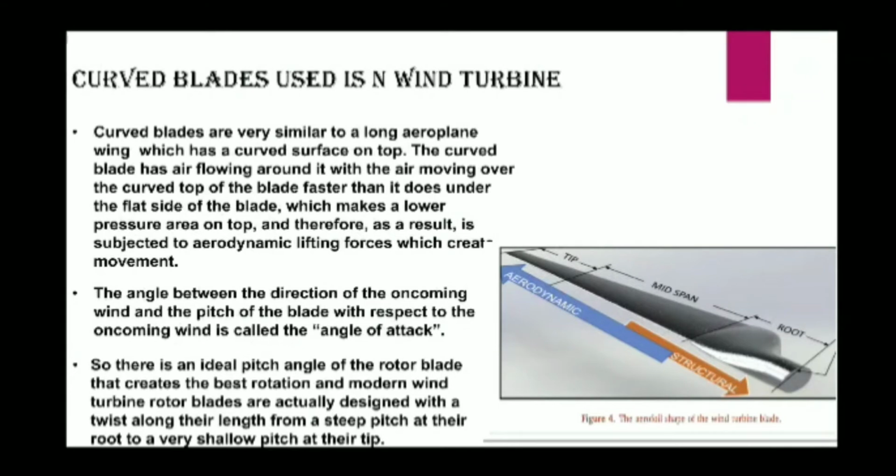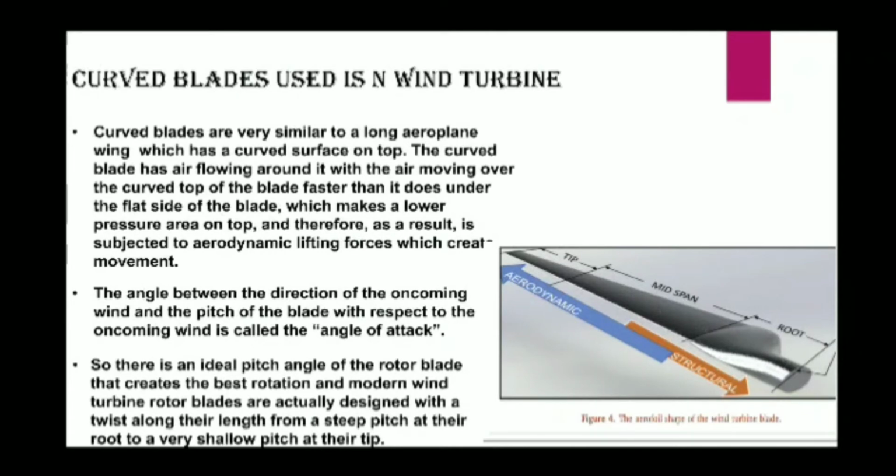Curved blades used in wind turbine. Curved blades are very similar to an aeroplane wing, which has a curved surface on top. The curved blade has air flowing around it, with the air moving over the curved top of the blade faster than it does under the flat side of the blade, which makes a lower pressure area on top and therefore the blade is subjected to aerodynamic lifting forces which create movement. The angle between the direction of the oncoming wind and the pitch of the blade with respect to the oncoming wind is called the angle of attack.